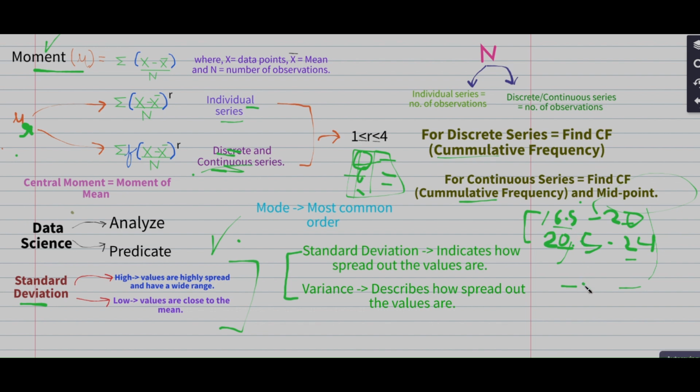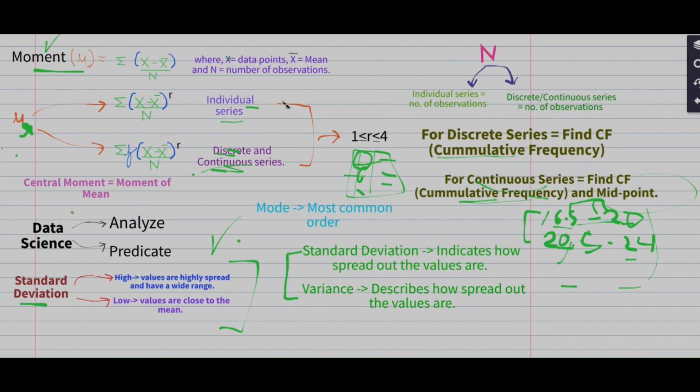So basically, standard deviation indicates how spread out the values are. Means how spread out your data is. If I give you a number of values and you say they are not close to the mean, they are spreading out widely, right? They have a wide range. That is the high standard deviation, right? Standard deviation has two types, basically high and low. But when we talk about variance, it describes how spread out the values are. It gives a brief description of those values. And the standard deviation gives the indication of those values.